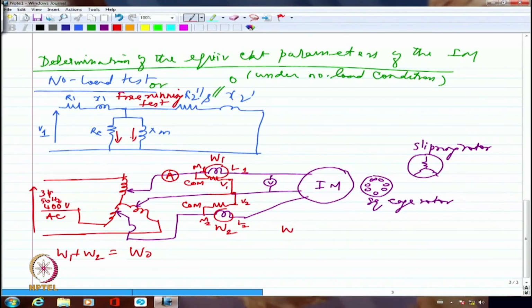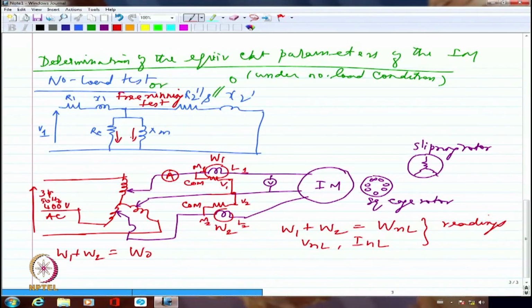So I am going to have W1 plus W2 equal to W no load. And I am going to have V no load and I no load. These are the readings that I get. R1 I would be able to measure just with the multimeter. It's not a big deal. R1 is the resistance of the stator winding. I can always connect a multimeter between 2 terminals of the induction motor stator.